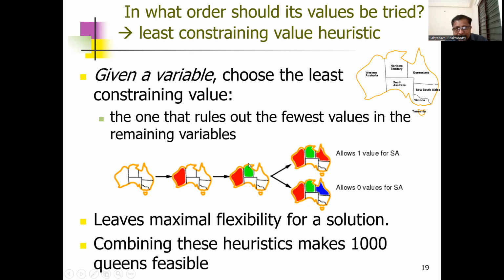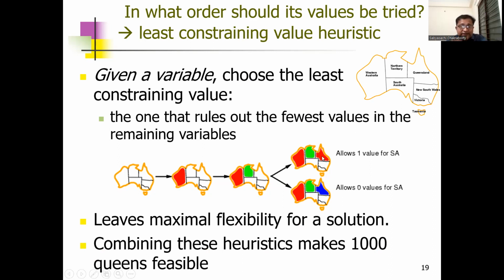For this particular example, you can see in the third step, for the Northern Territory, the Queensland is colored red. And in the second option, Queensland is colored blue. Whenever Queensland is colored blue, it imposes maximum constraint on South Australia, means South Australia will have no other option. So it will lead to failure, sheer failure.